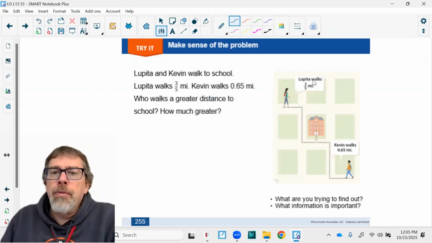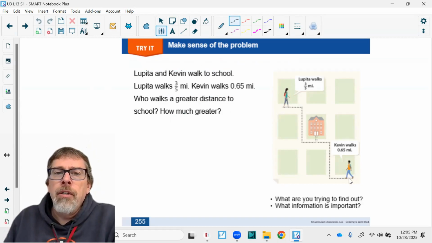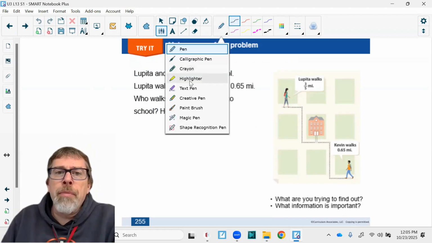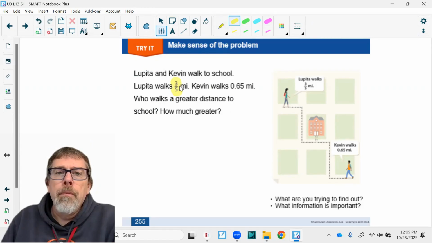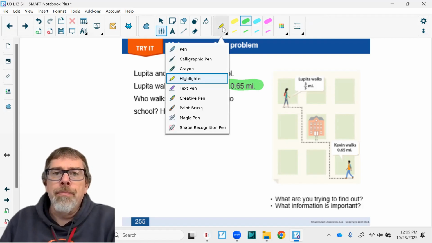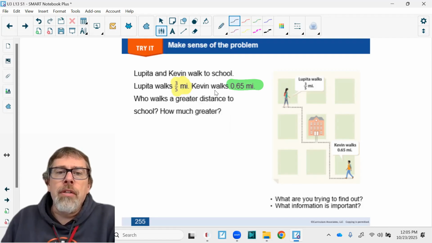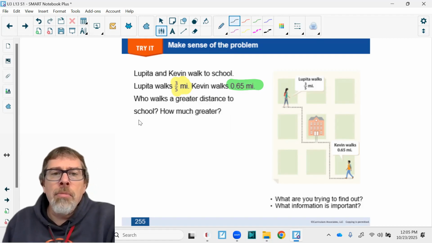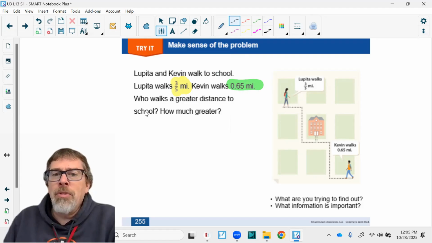So Lupita, which is here, and Kevin, who is here, both walk to school. Lupita walks 3/5 of a mile. Kevin walks 0.65 miles. Who walks the greater distance to school? Okay, well, there's two ways we can do this. We can convert this fraction into a decimal, or we can convert the decimal into a fraction. And sometimes one is easier than the other, and other times the other one is.